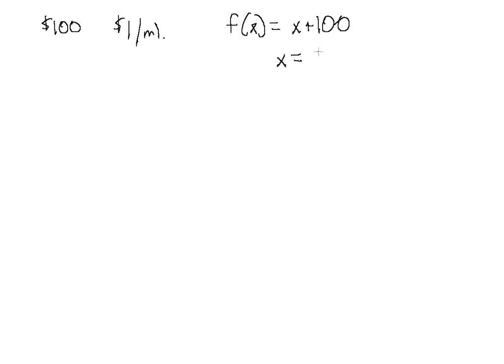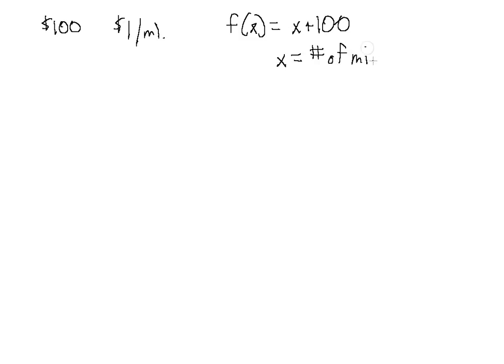Here we're going to look at a few applications of functions where making a table for the function could prove useful. If you recall in a previous section, we saw the application where Peter rents a car for $100 a day, and he's being charged an additional $1 per mile. We looked at this earlier and found that our function describing this situation is f of x equals x plus 100, where x equals the number of miles driven.